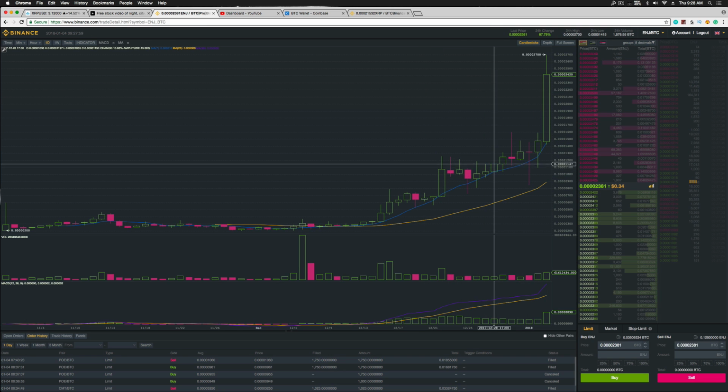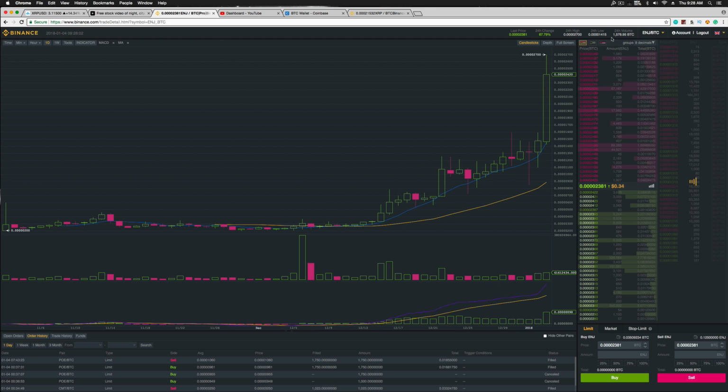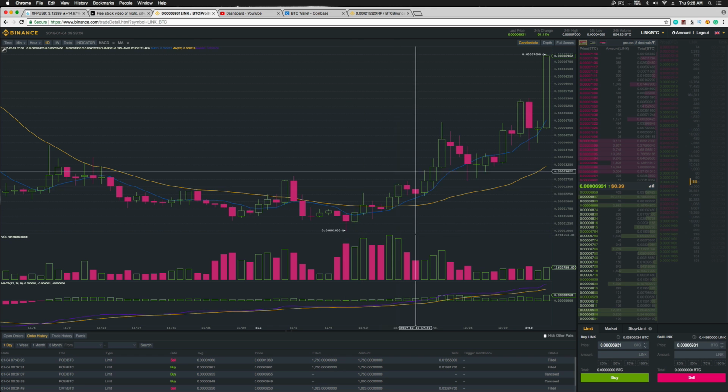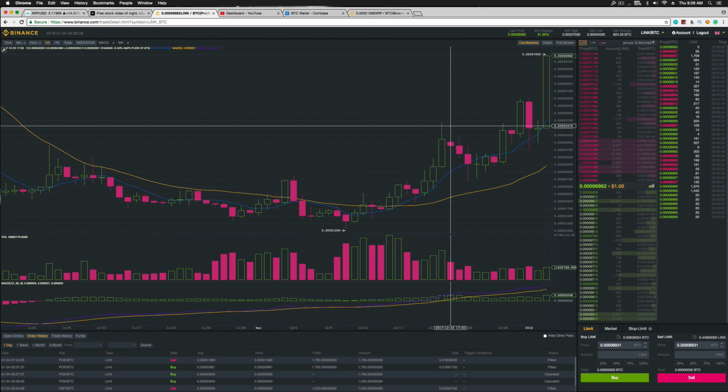Boom, right here, you buy in, you wait it out. Boom, you get the breakout. Easy, guys. It's very, very simple. First new candle, make a new high. You see flat bottoms here on the daily.